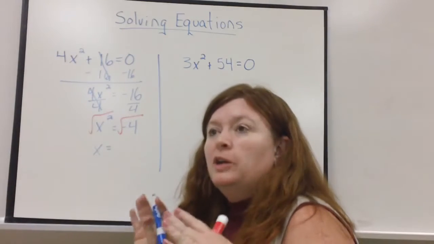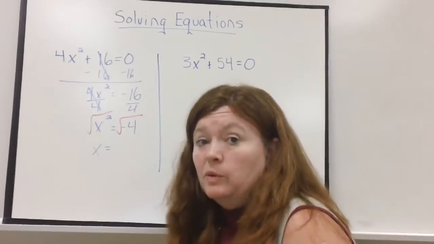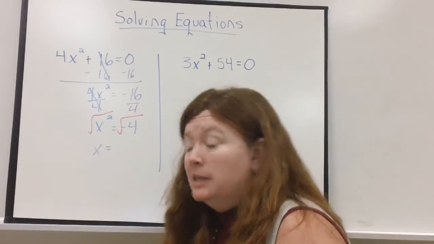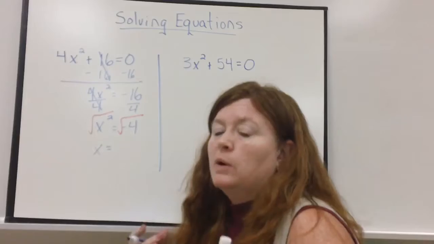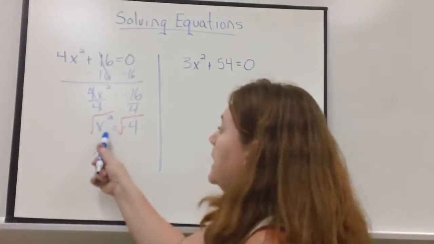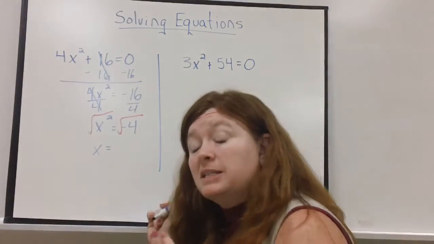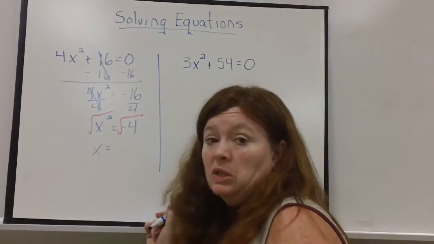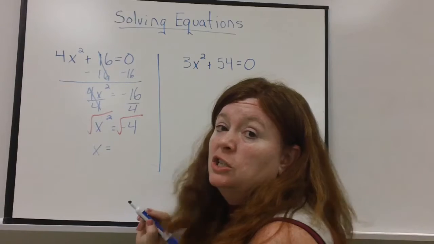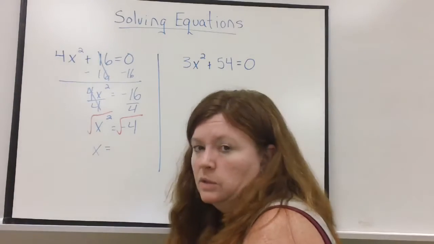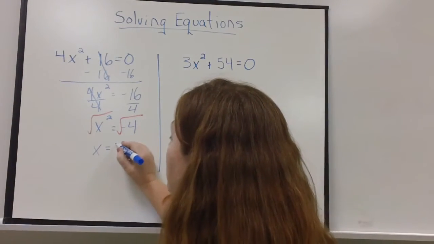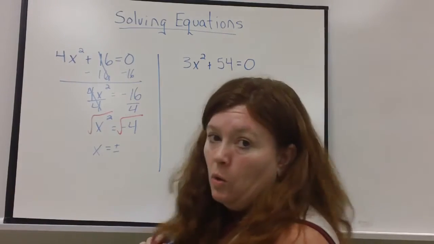However, you have to remember that whenever we take the square root of both sides of an equal sign, we must write plus or minus. X squared equals negative 4 means there are two solutions. X to the second power means two solutions. And so what I need to do is not lose those. So to retain them, I have to write a plus or minus.